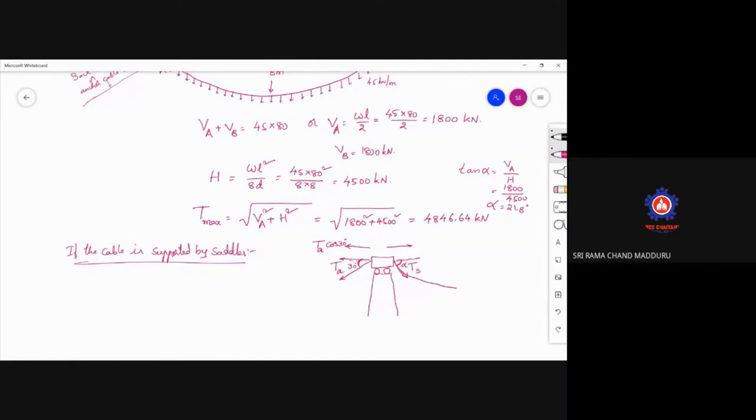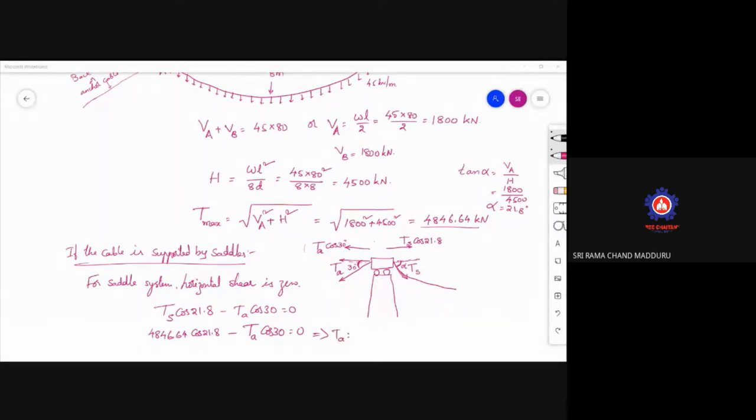Now, this is nothing but TS cos 21.8. For a saddle system, horizontal shear is zero. That means TS cos 21.8 minus TA cos 30 is equal to zero. To keep it in equilibrium, these two forces should be equal. If TA cos 30 is equal to TS cos 21.8, then the saddle system won't move. Otherwise the saddle will move. So from this, TS is known, TS is 4846.64, cos 21.8 minus TA cos 30 is equal to 0, solve for TA.